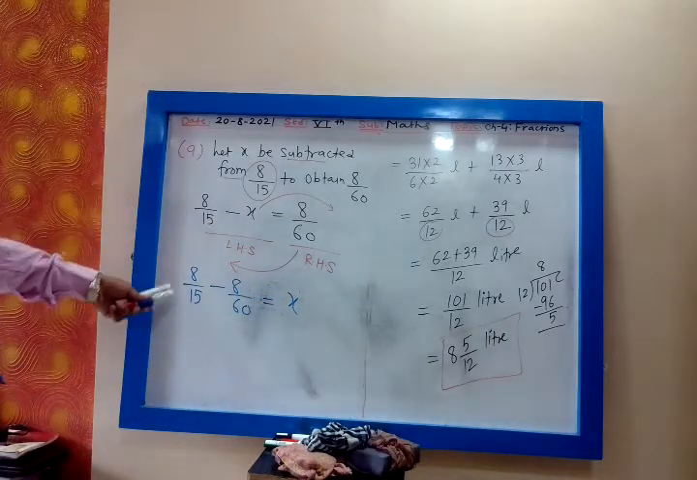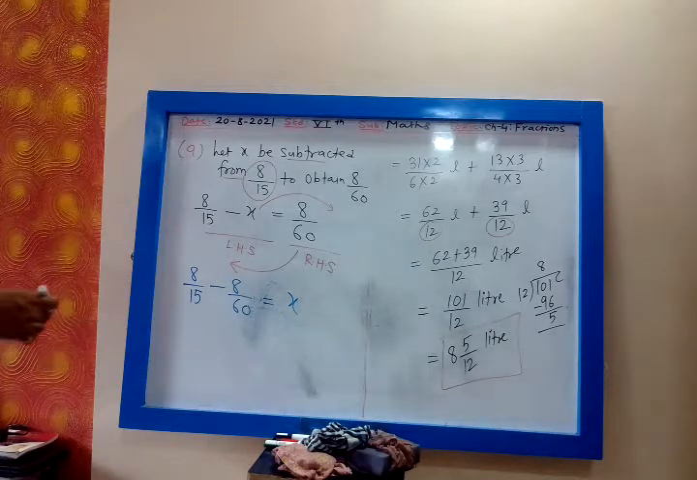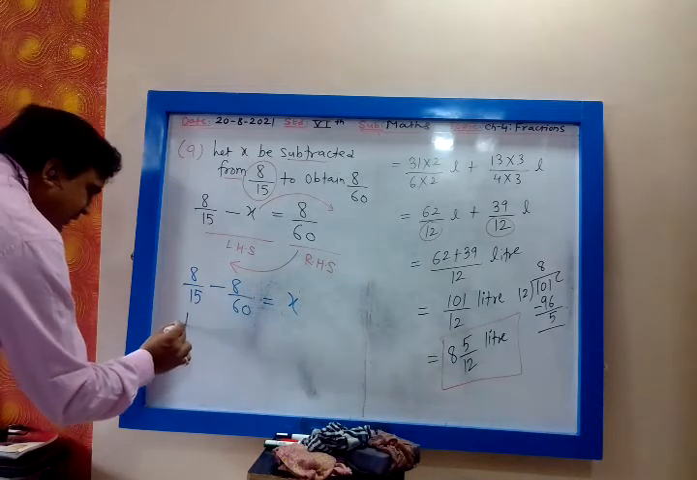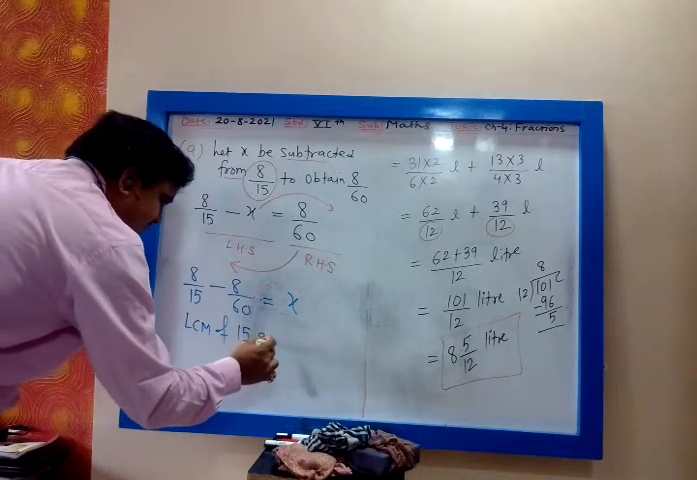So let us solve these two. 8/15 and 8/60, the denominators are different, so make the denominators equal. You will take the LCM of 15 and 60. The LCM of 15 and 60 is 60.